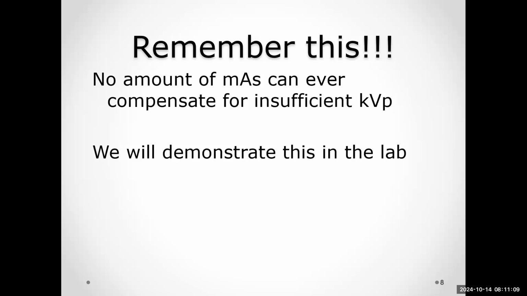We can have 1,000 photons, but if none of them have the energy to get through the part, they're worthless to us. So that's what this is saying: if you do not have the kVp set high enough to penetrate through the part, then it's never going to be enough mass. You can just keep increasing the mass, increasing the mass, increasing the mass, and it's not going to change the quality of your image. Your image is still going to be underexposed because those photons are not making it through the body. Does that make sense?